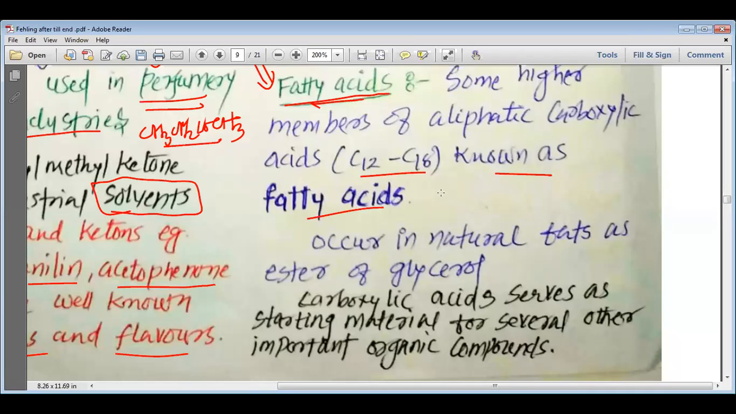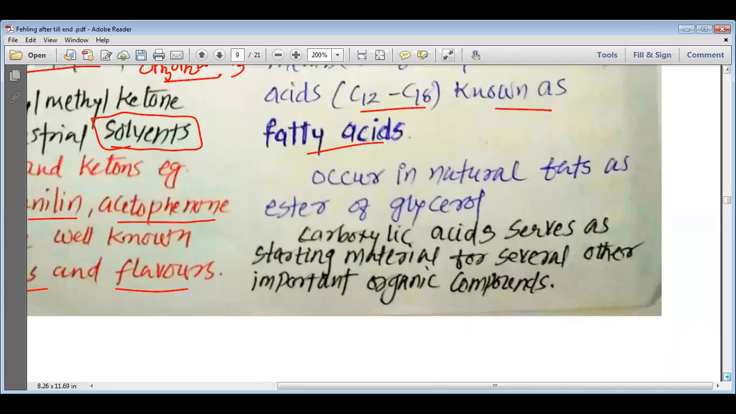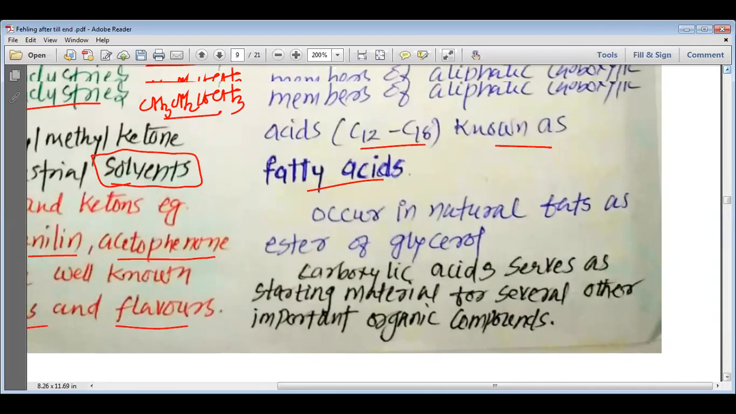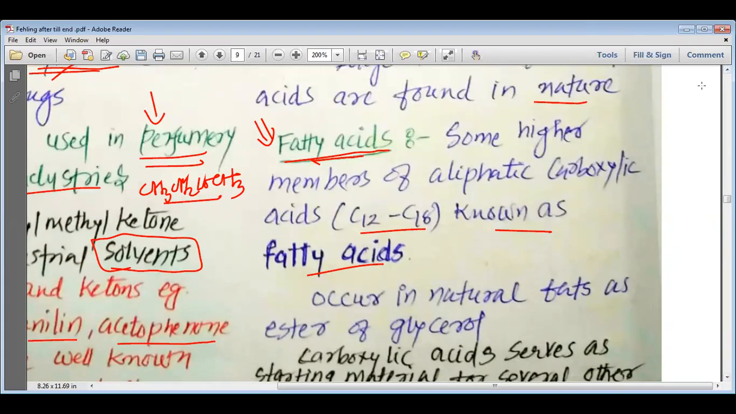So now I hope you understand about fatty acids. Fatty acid understood. Do I need to explain it again? Drumil? No, sir. Okay, let's move forward.